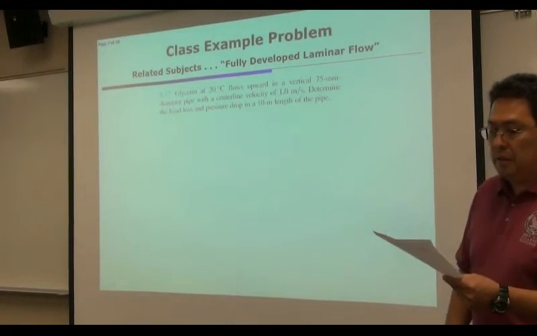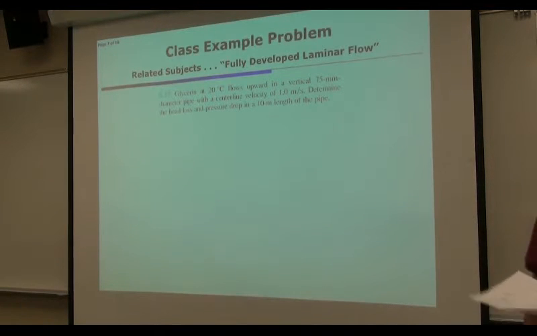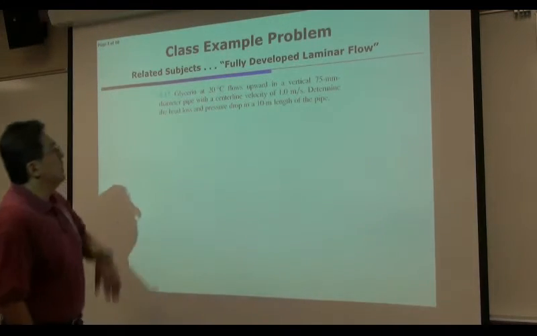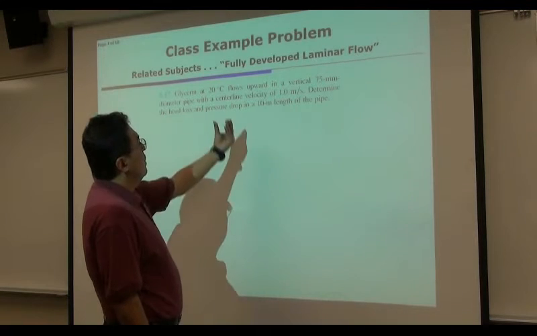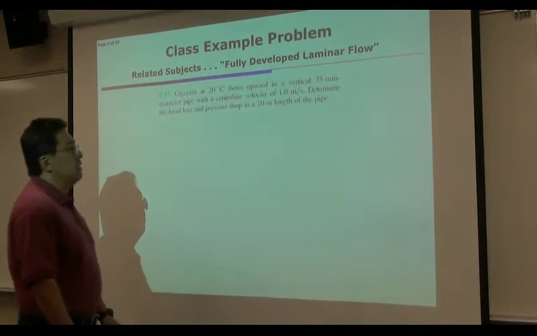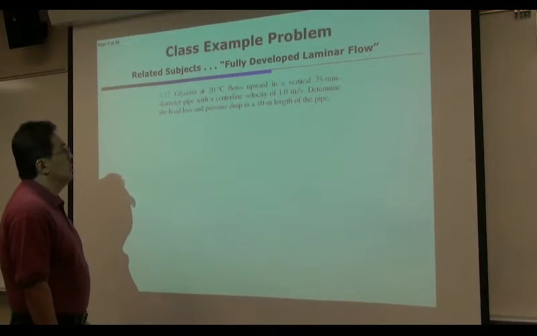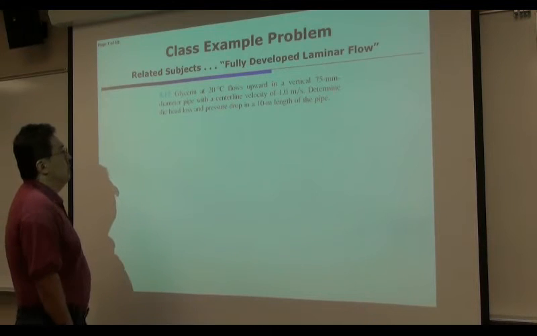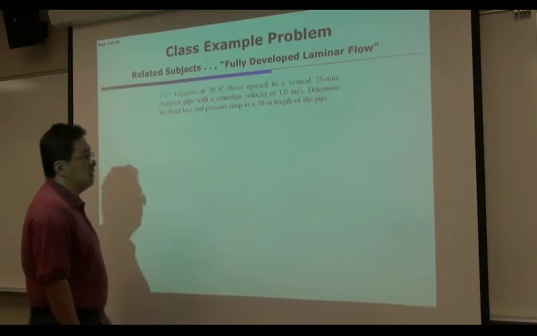All right, this is the example problem, Unit F1, page 7. Let's take a look at the laminar flow solution of a pipe flow. Glycerin at 20 degrees C flows upward in a vertical 75 millimeter diameter pipe with a centerline velocity of 1 meter per second. Determine the head loss and pressure drop in a 10-meter length of the pipe.